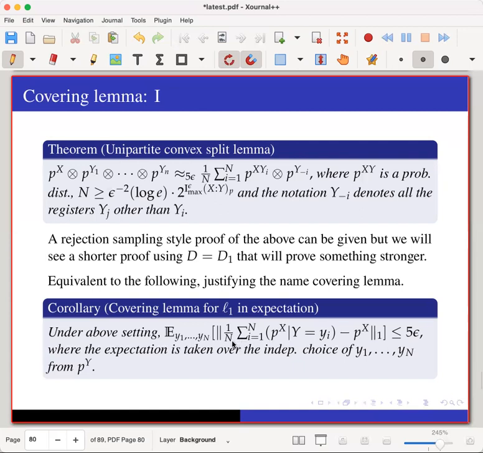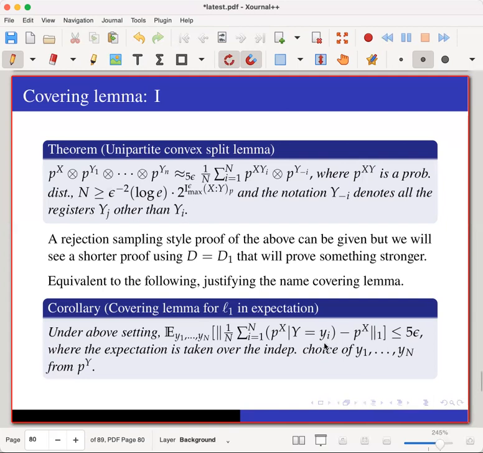Let's say I take the uniform average. This is what I'd like to call the sample average, where the sample is Y1 to Yn. Then I take the sample average of the conditional distribution of X. It turns out it is close to the marginal distribution Px, 5 epsilon close, once n is in this range. It turns out these two statements are equivalent. We'll see it next time. And this should look more like covering.